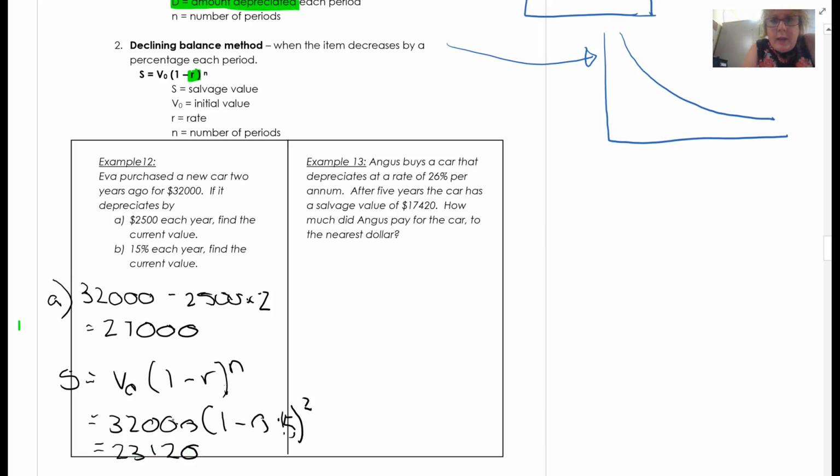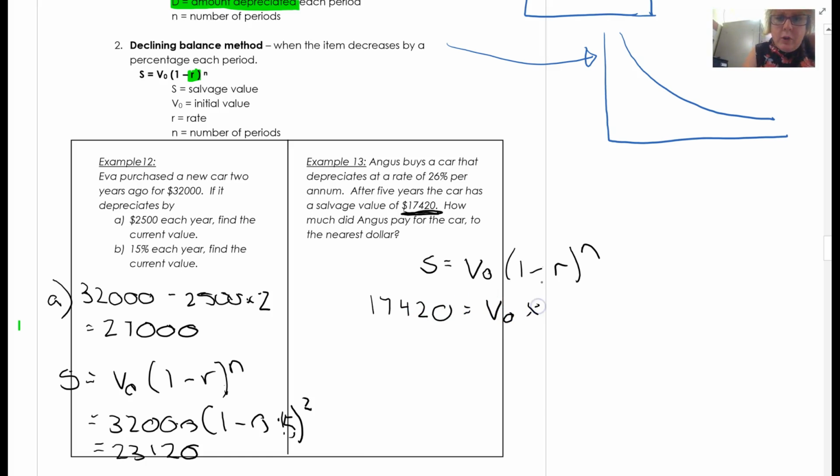13. Angus buys a car that depreciates at a rate of 26% per annum. After 5 years, the car has a salvage value. How much did he pay for the car? Salvage value, we're trying to find the initial value, knowing that it goes down 26%. So it's worth $17,420. I'm trying to find this V0.